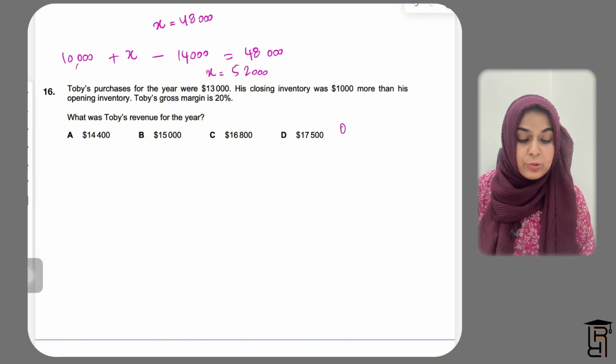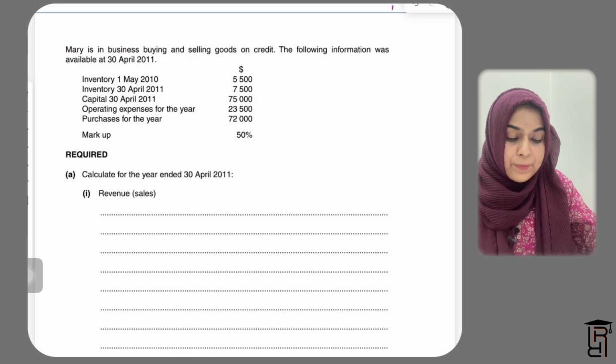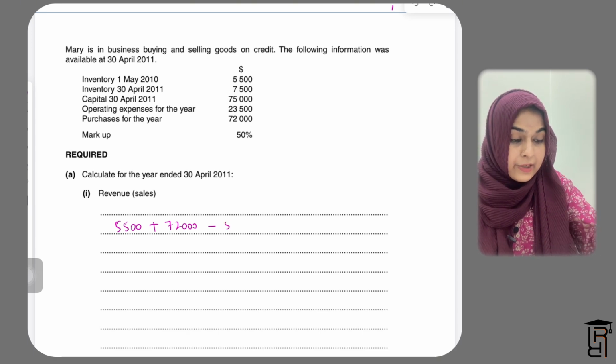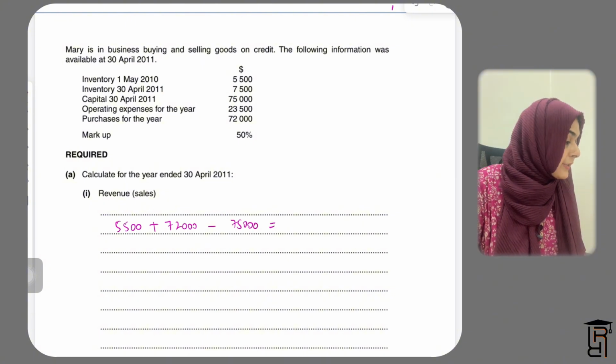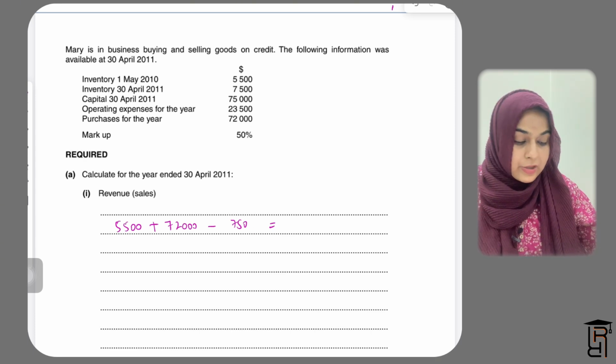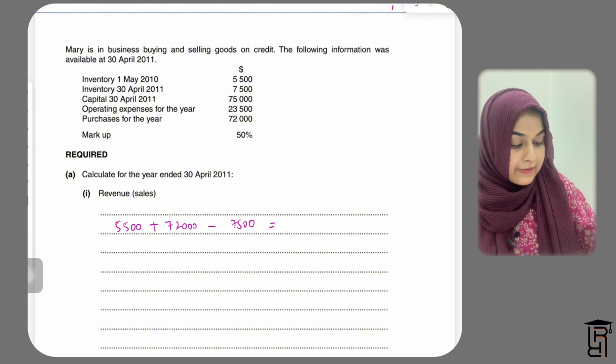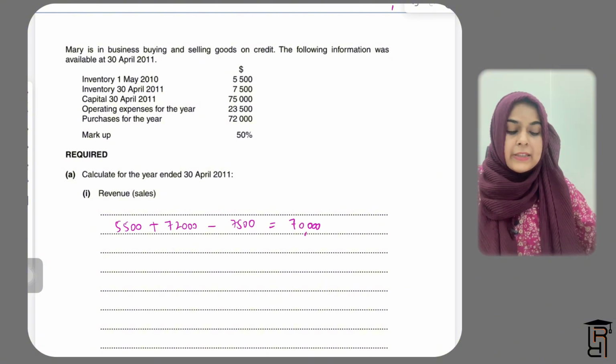Purchases for the year is 72,000, markup is 50%. They are asking you to calculate revenue. If they've given you opening inventory, closing inventory and purchases, we can find out cost of sales. So opening inventory is 5,500 plus purchases is 72,000 minus closing inventory is 7,500. When we solve this, 5,500 plus 72,000 minus 7,500 is going to give me my cost of sales, which in this case is 70,000. So 70,000 is my cost of sales.